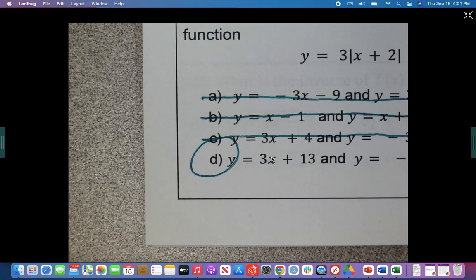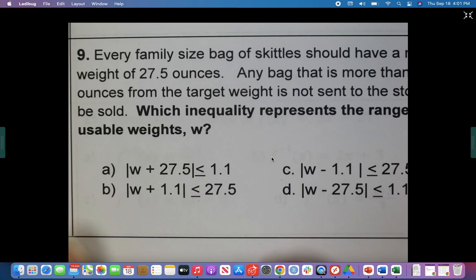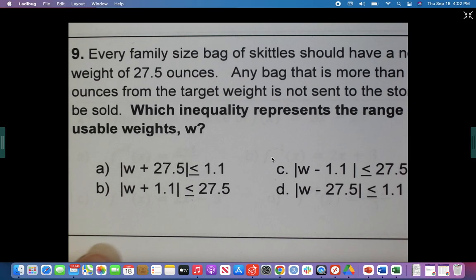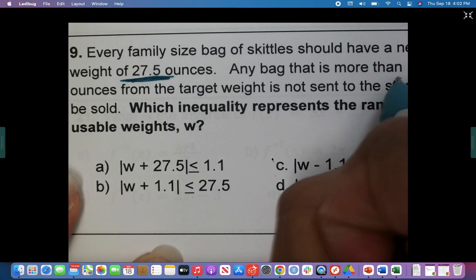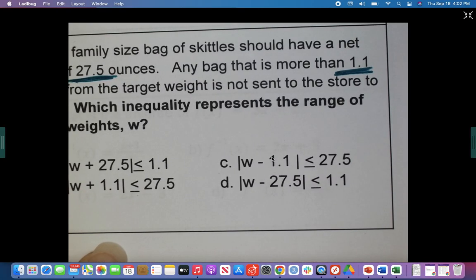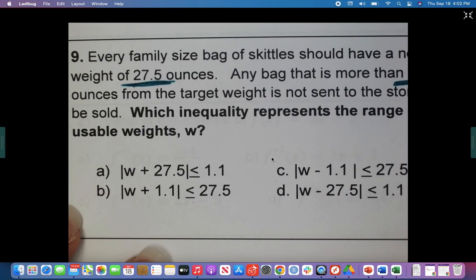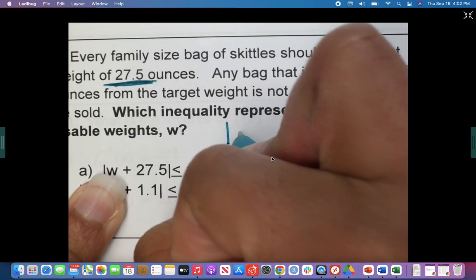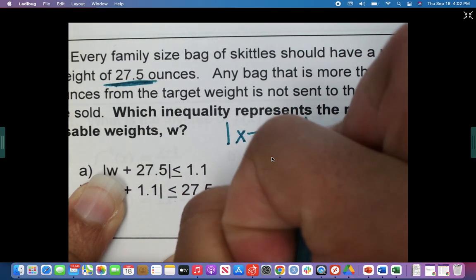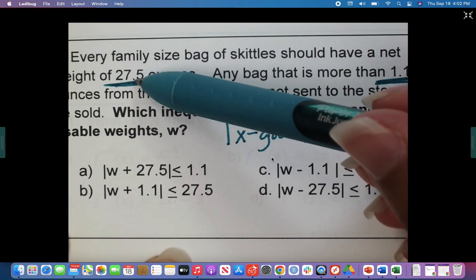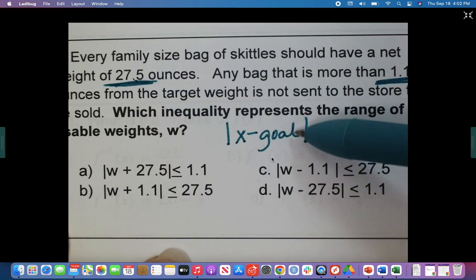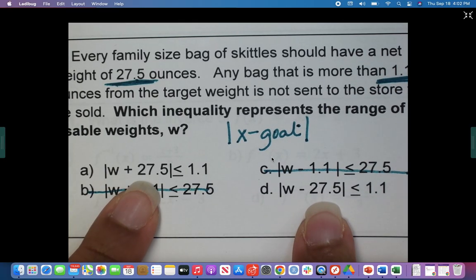All right. Number 9. Every family size bag of Skittles should have a net weight of 27.5 ounces. Any bag that is more than 1.1 ounces from the target weight is not sent to the store to be sold, which inequality represents the range of usable weights W. So remember again, it's absolute value of x minus the goal. So remember the goal is what it is supposed to be. So it is supposed to be 27.5 ounces. So that means that needs to be right here. So not those. So these two have the 27.5.